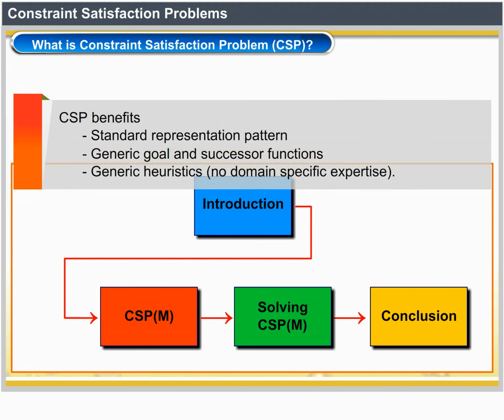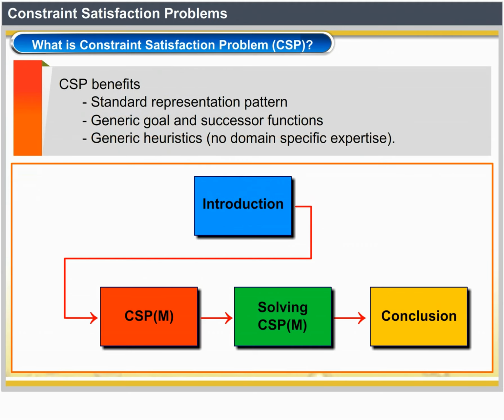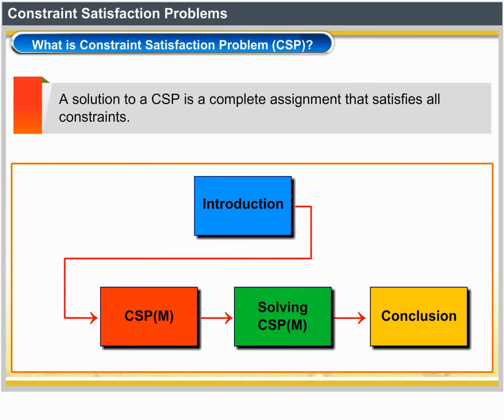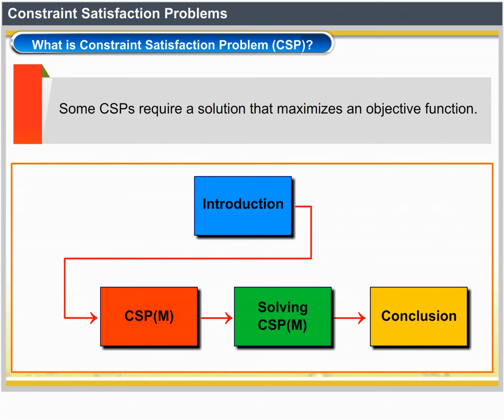CSP benefits: standard representation pattern, generic goal and successor functions, generic heuristics, no domain-specific expertise. Once every variable is mentioned, an assignment becomes a complete one. A solution to a CSP is a complete assignment that satisfies all constraints. Some CSPs require a solution that maximizes an objective function.